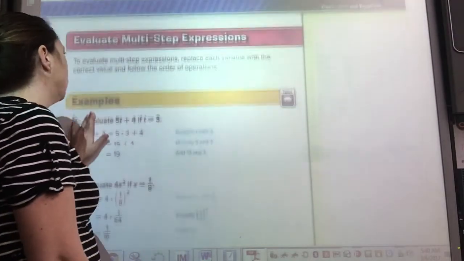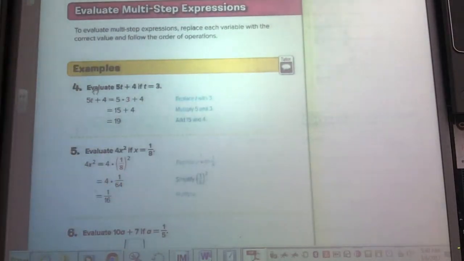Okay. When we evaluate multi-step expressions, we are going to replace a variable with the correct value and follow the order of operations. Remember, we've already done order of operations. So they give us an example of 5t plus 4 if t is 3. So what they're saying is 5 times t, which is 3, so 5 times 3 plus 4. And then we know that we always multiply and divide first, then add and subtract. So 5 times 3 is 15, plus 4 is 19.